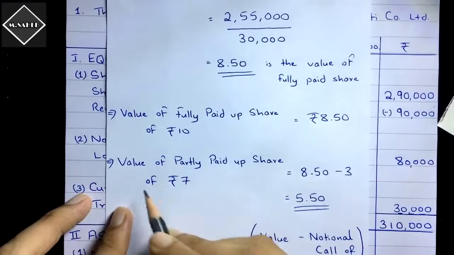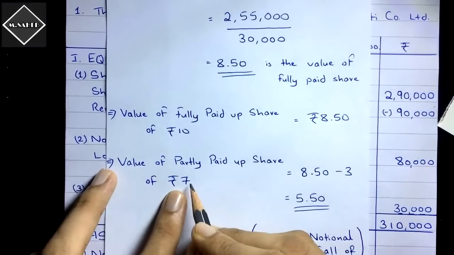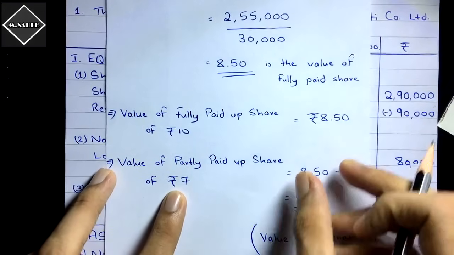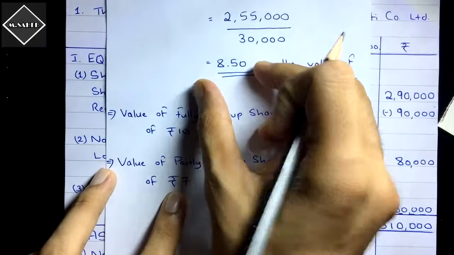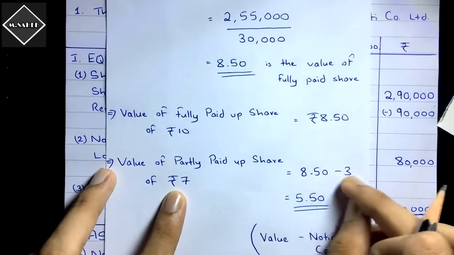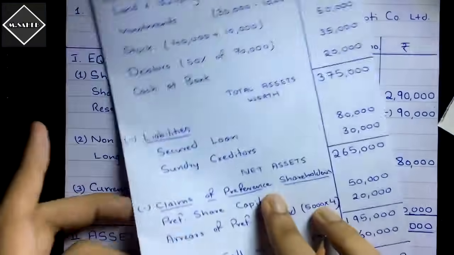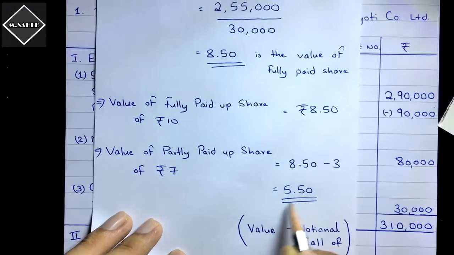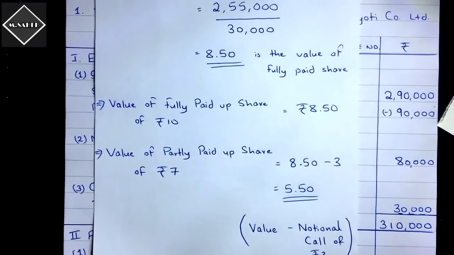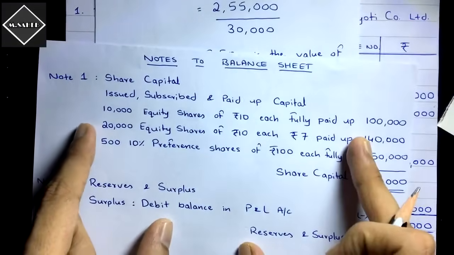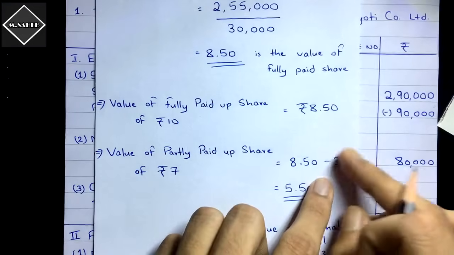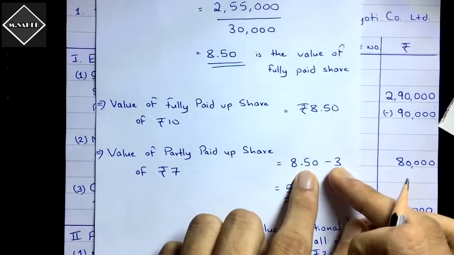Value of the partly paid up share of rupees 7. Rupees 7 is paid, right? Of that class, see how we are going to value it. First we are going to take the fully paid value, which we just calculated, and then we are going to deduct the notional call which we made, the notional call of rupees 3. The unpaid amount we will deduct, minus 3, and then we will get the proper, correct value of the partly paid up class of share, that is 5.50. So how did we do this? We subtracted the unpaid amount, the notional call amount, from the fully paid up value.